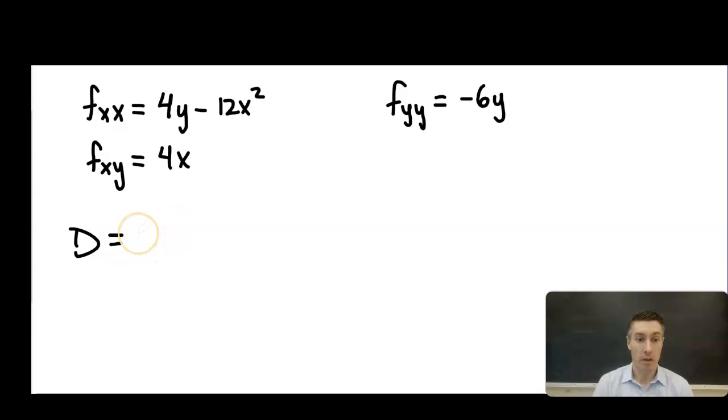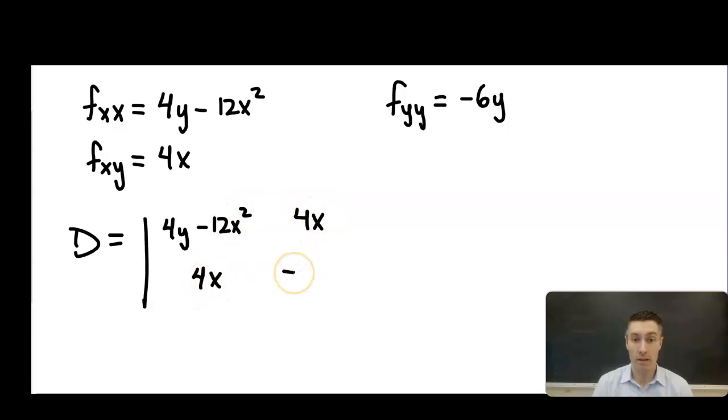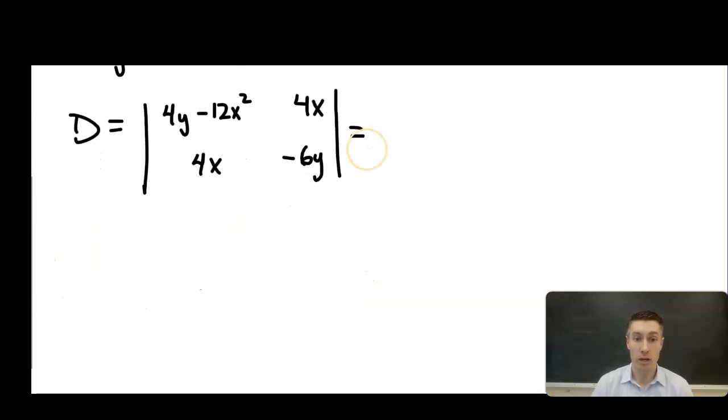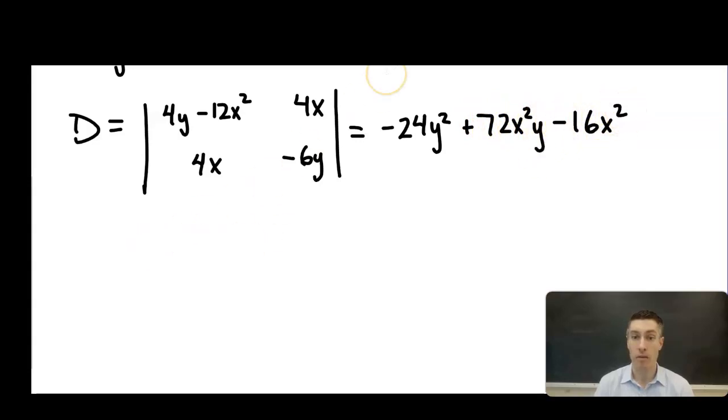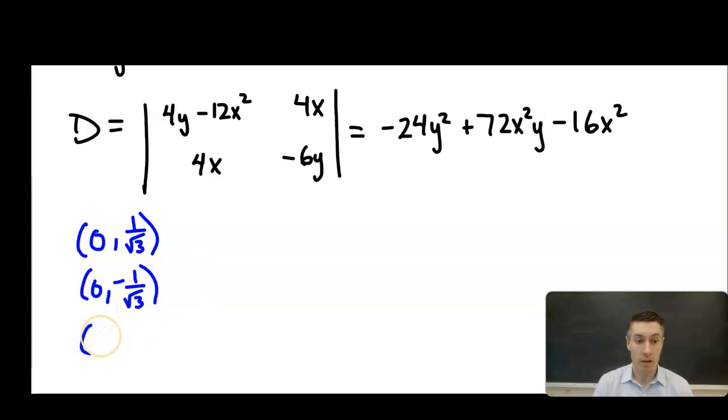Okay, so we set up the Hessian matrix. So 4y minus 12x squared, 4x, 4x, negative 6y. We take the determinant of this 2 by 2 matrix. So negative 24y squared plus 72x squared y minus 16x squared. So we bring over our list, so (0, 1 over square root of 3), (0, negative 1 over square root of 3), (1, 1), (negative 1, 1).